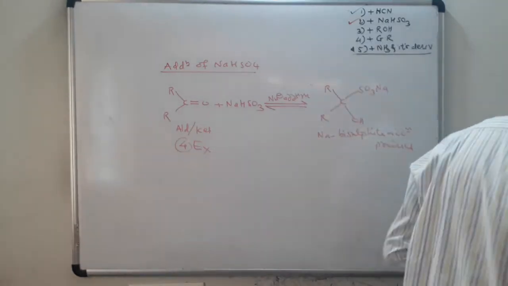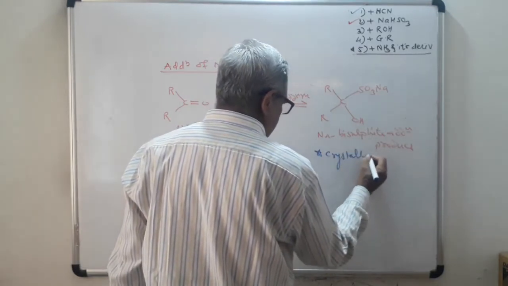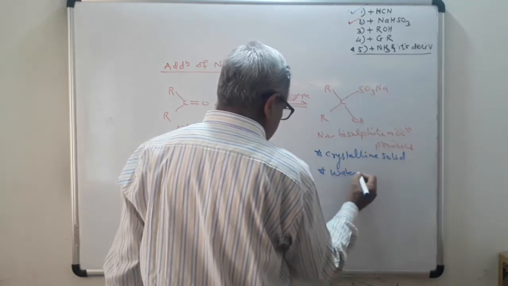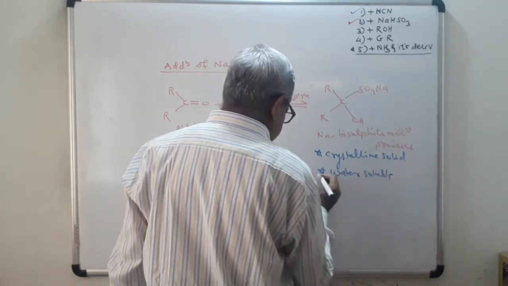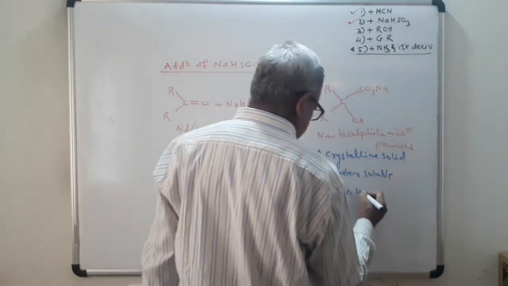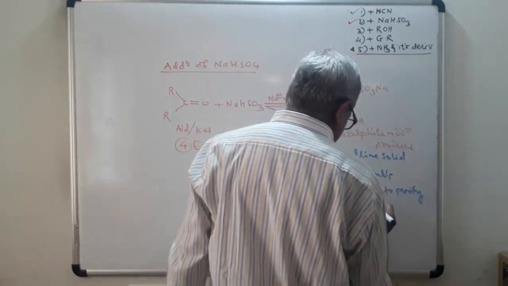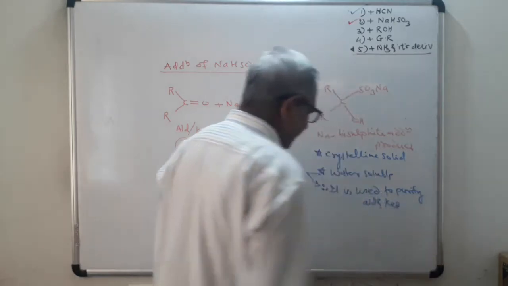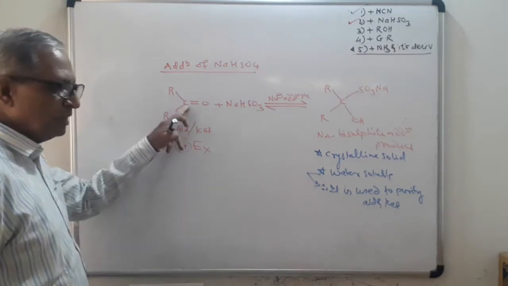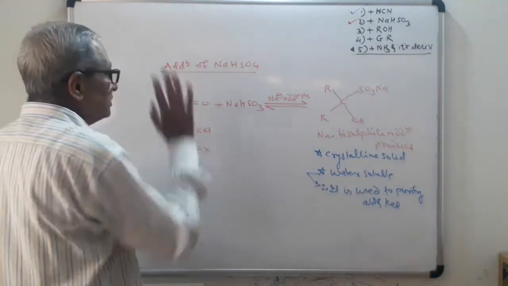Now see the important point here. It is a crystalline solid. Second, it is water soluble. This property is used, or this reaction is used, to purify aldehyde and ketone. So see the four examples. R is H, H, formaldehyde, you will get formaldehyde sodium bisulfite addition product. Now this is the second reaction.